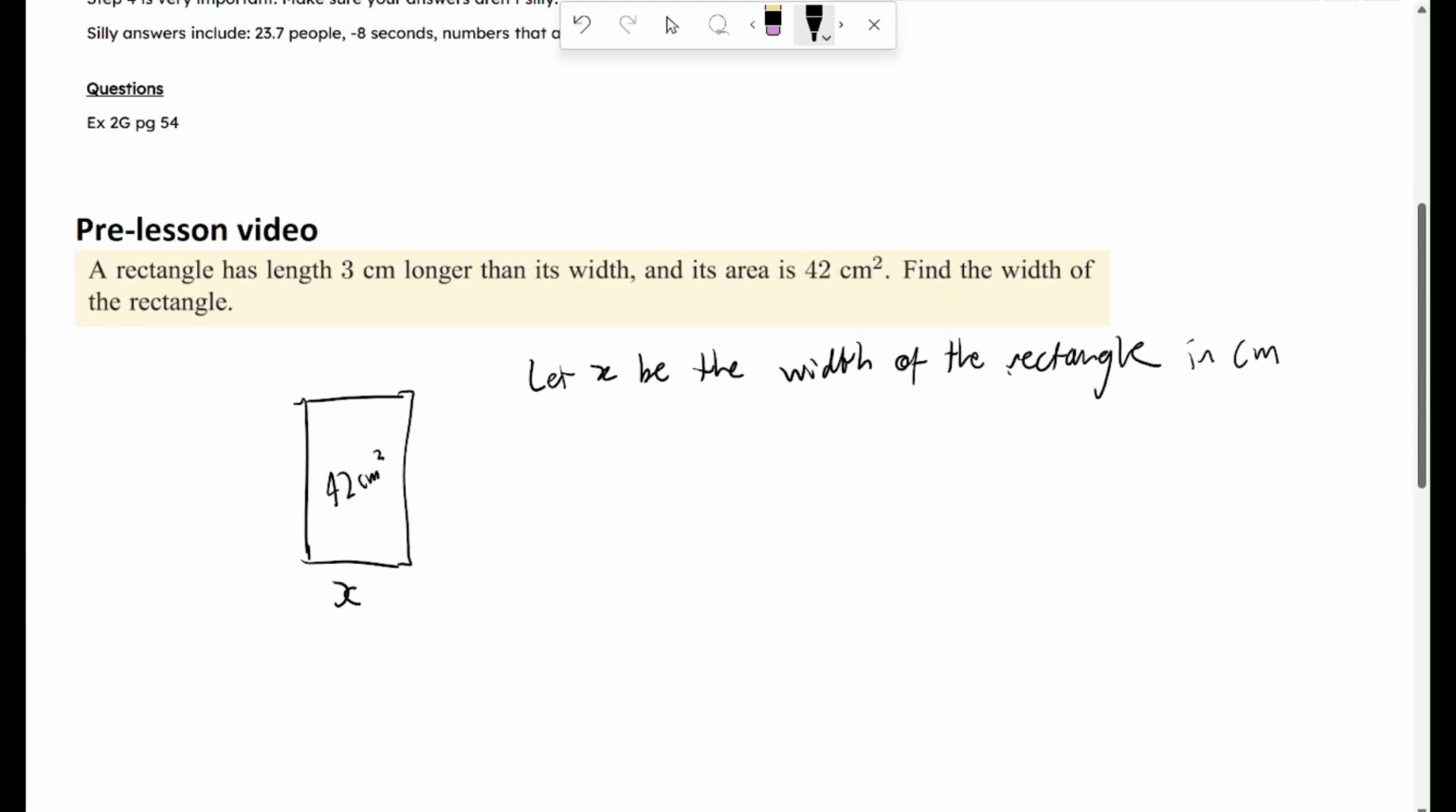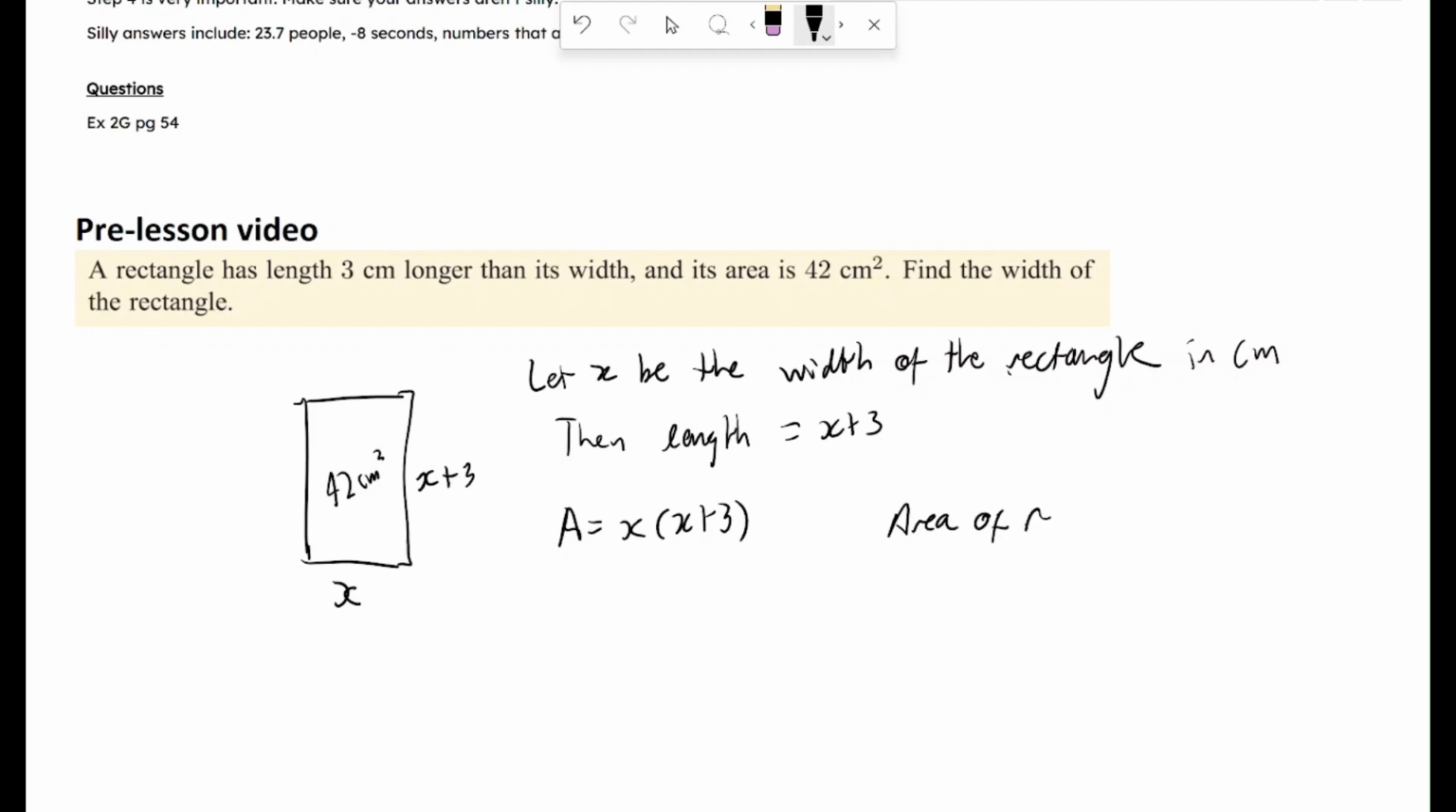So if it has its length 3 centimeters longer, then the length is going to be x plus 3, because that's 3 more than x. For example, if that was 10, that would be 13. Then area is going to be x times x plus 3. So this is the area of the rectangle. Therefore, we know the area is supposed to be 42 as well. Area equals 42 centimeters squared. So that's where that bit comes from.